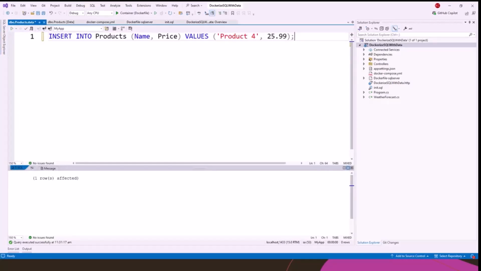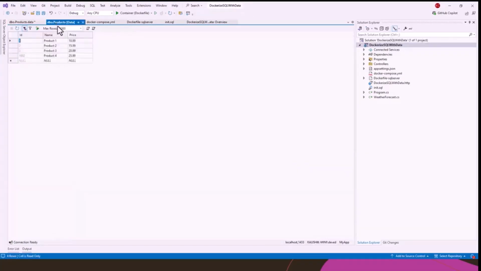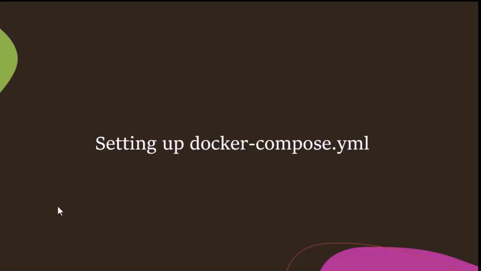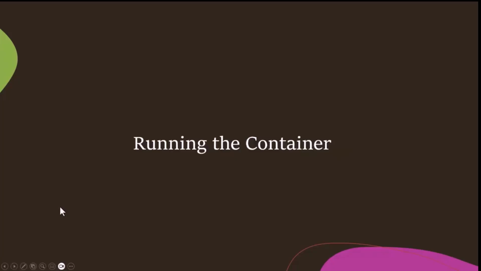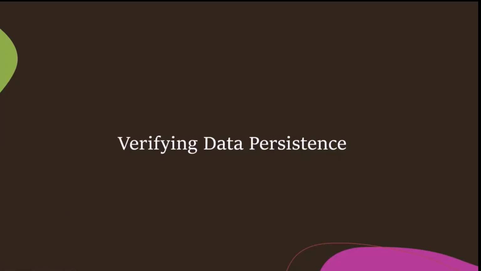All right. So I have shown you all the 4 rows. The first 3 were inserted when it was seeded initially, and then the last record was inserted when the database was already created. So we have done this. We have run the container. We have tested the container by creating the connection, and we have seen the data persistence.